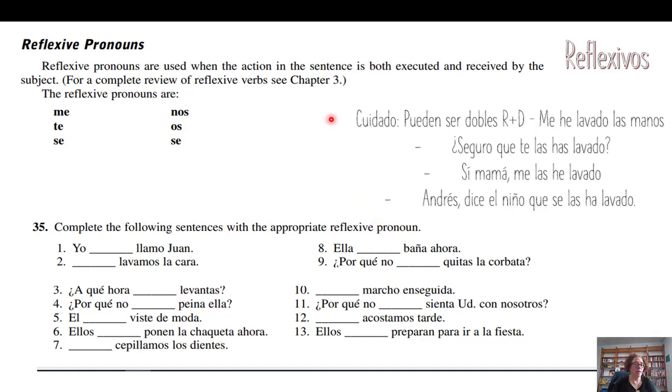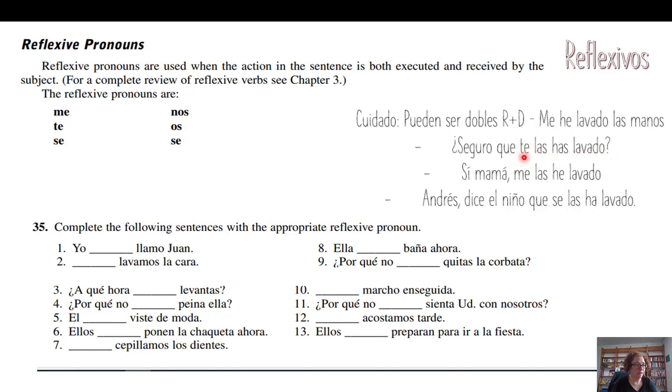So what I have here is quite interesting, as I said. So be careful because in Spanish they can have also a direct object, which in English couldn't happen because you just don't have these reflexives. So imagine a conversation like that. Me he lavado las manos. I have washed my hands. So we say I have washed myself the hands. And then the mom says, "Are you sure you've washed them?" Seguro que te las has lavado.